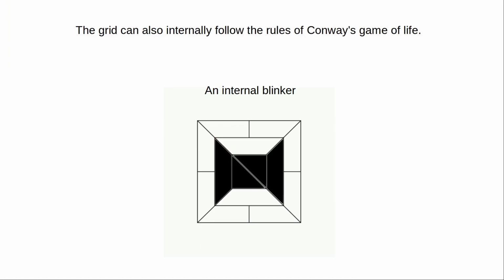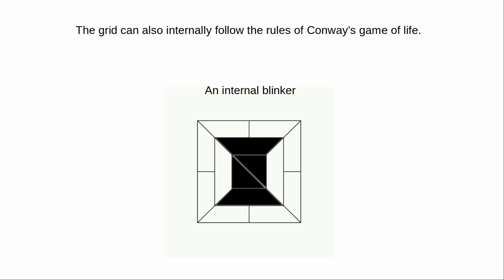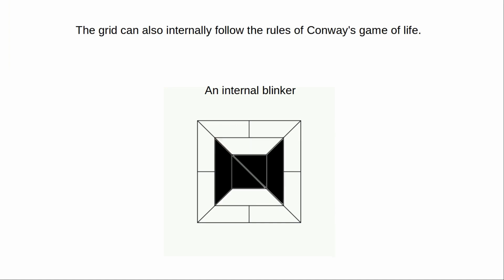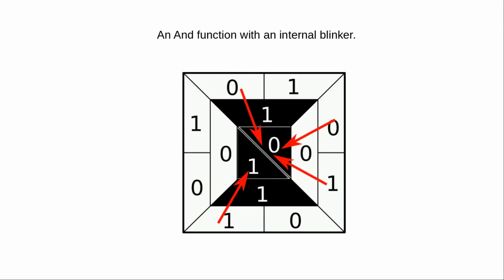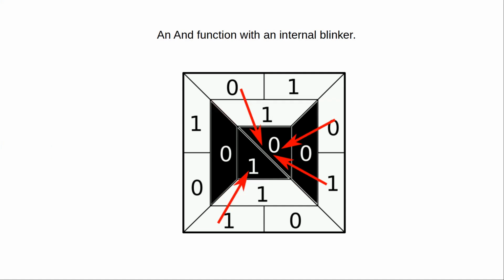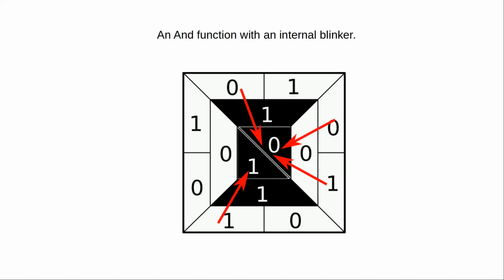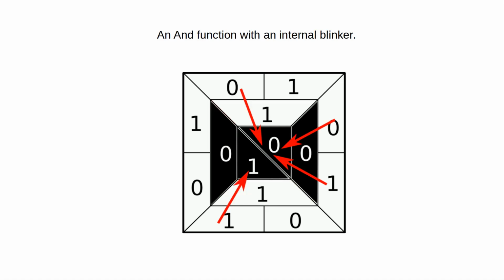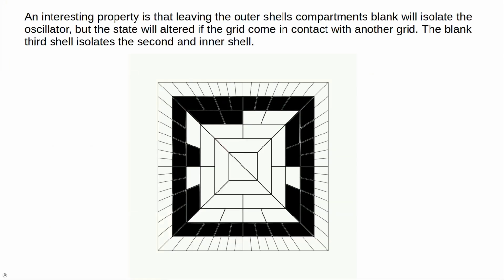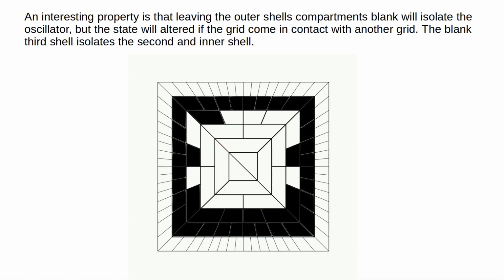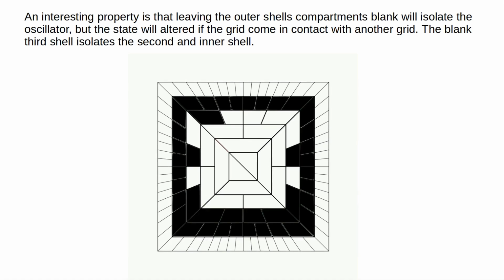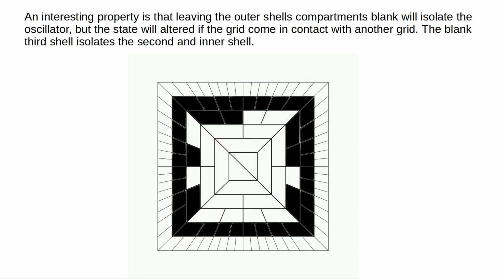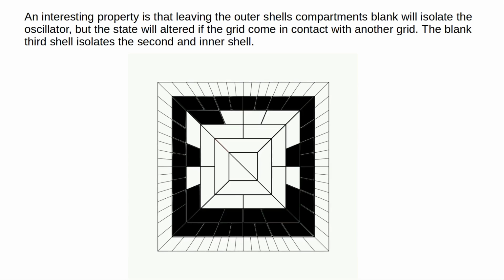The grid can also internally follow the rules of Conway's game of life. An AND function with an internal blinker. An interesting property is that leaving the outer shell's compartments blank will isolate the oscillator, but the state will alter if the grid comes in contact with another grid. The blank third shell isolates the second and inner shell.